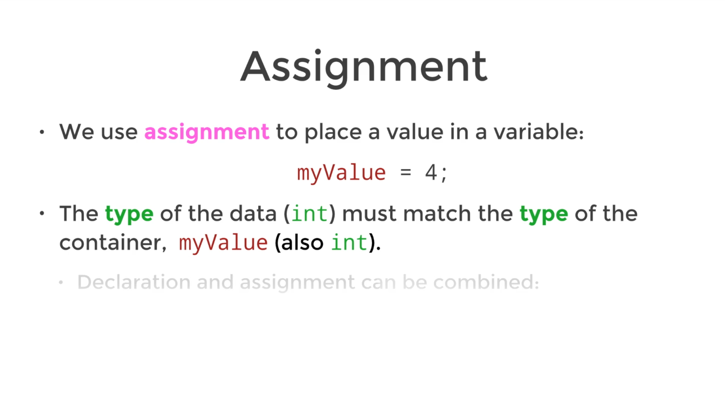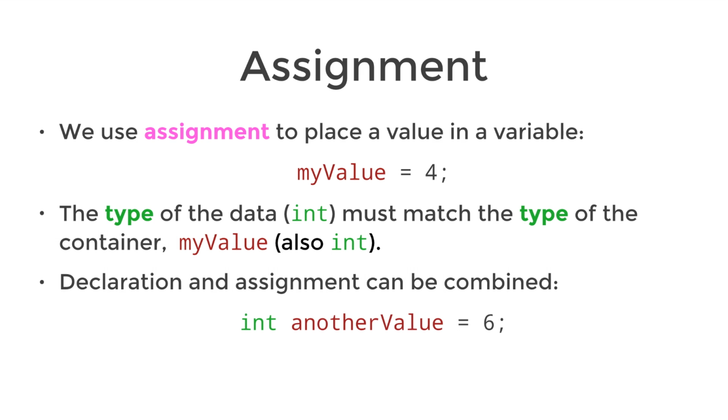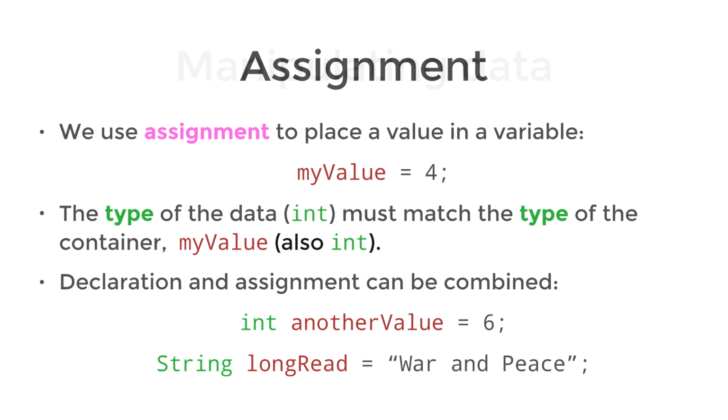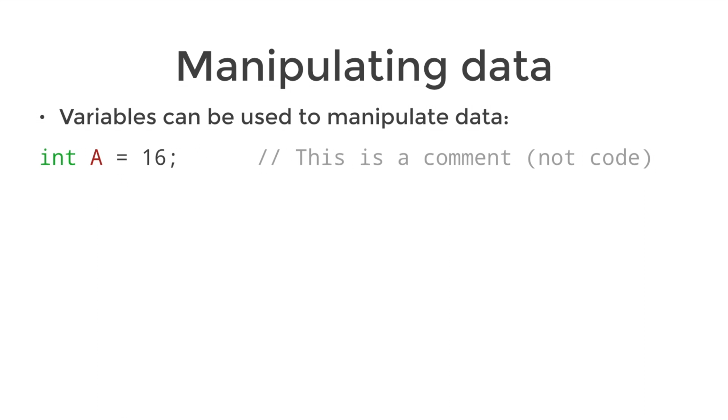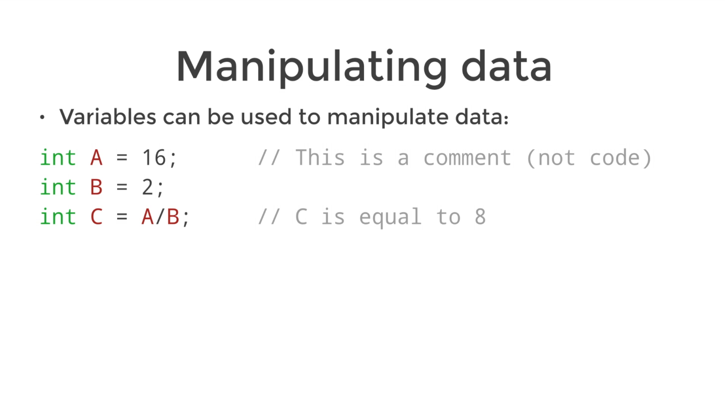Declaration and assignment, of course, can also be combined, and we see here 2 examples. In the first one, we're putting the number 6 into another variable, and in the second one, we're putting the characters War and Peace into a variable called longRead. Variables aren't any good if we can't use them to manipulate data. So here we're putting the value 16 in the variable a, and the value 2 in the variable b, and if we divide a by b, we can put the result in a variable called c, which will hold the value 8.